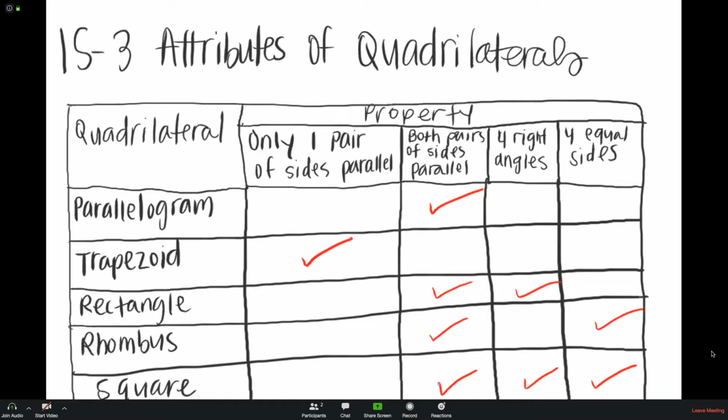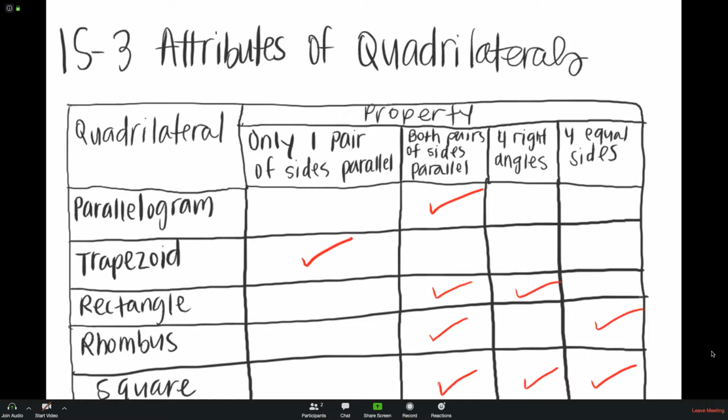Okay, so the first thing I have for you is a table, and it kind of gives you a breakdown of the properties of these 5 quadrilaterals. I'm going to talk about each one specifically, but I just wanted to put them all together so you can kind of have a visual of what these properties are. So the first one we're going to talk about is a parallelogram. And a parallelogram is made up of both pairs of sides being parallel. We're going to talk about that word in a little bit, but for now, just know that a parallelogram means that both pairs of sides are always going to be parallel.